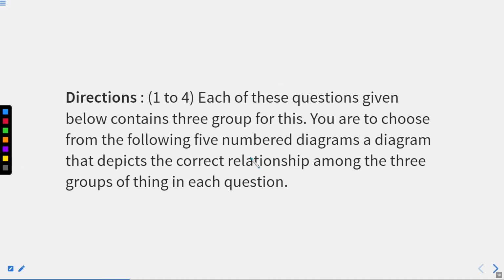So starting with the first four questions, the direction for the same is: each of these questions given below contains three groups of things. You are supposed to choose the following five numbered diagrams as depicting the correct relation among the following things shown in the group.